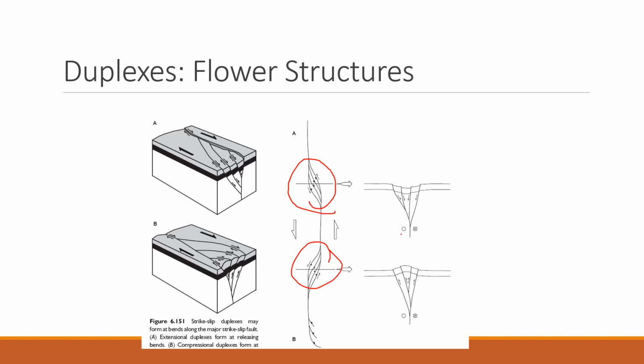And so the reason we call them flower structures is that when we look at the cross section, you see this down drop or up drop, and they kind of look like a flower. But there are 4 different ways you can configure your bends and your motion, and so you get different structures depending on which direction the bend goes.